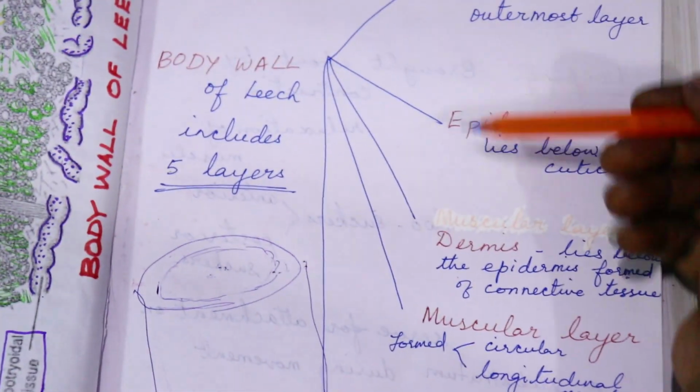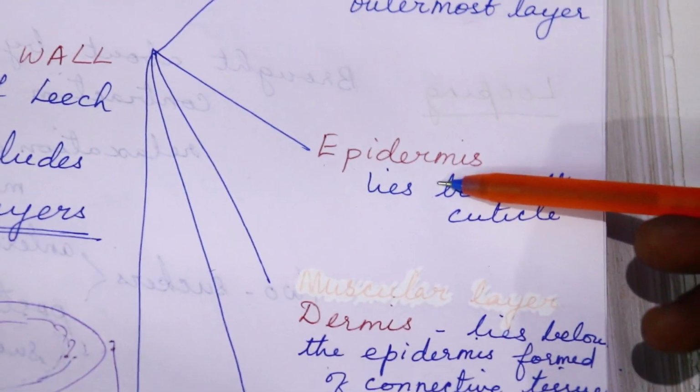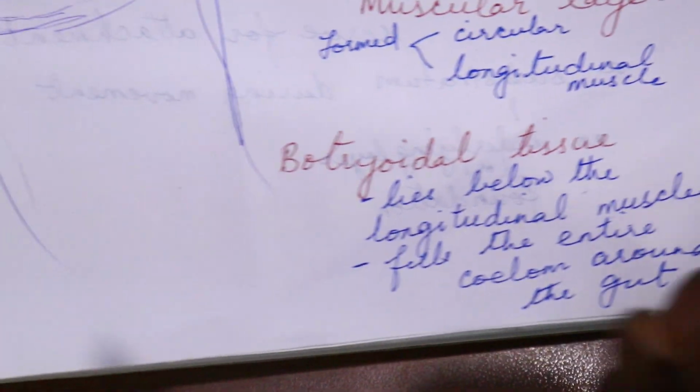Okay, this is about the body wall of leech, children. 5 layers. What are they? Repeat. Cuticle, epidermis, dermis, muscular layer and botryoidal tissue.